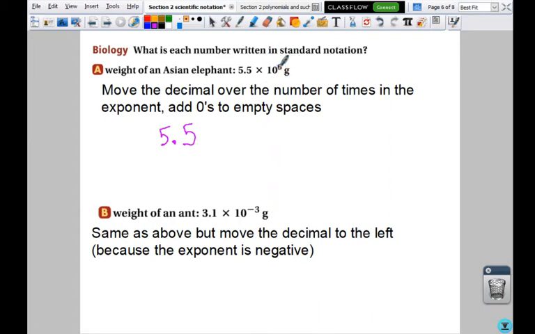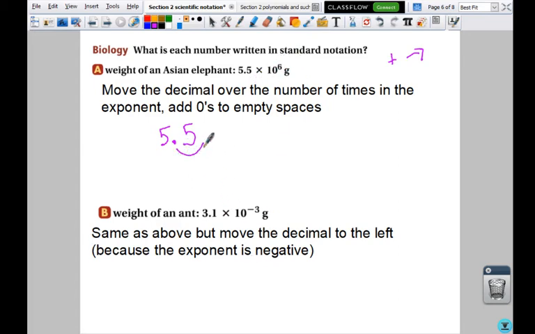When my exponent is positive, I'm going to the right. So it's a little backwards from last time. My exponent is positive, right? So I'm going to the right. So I'm going to move my decimal right. I'm going to move my decimal right 6 times, because that's my exponent.